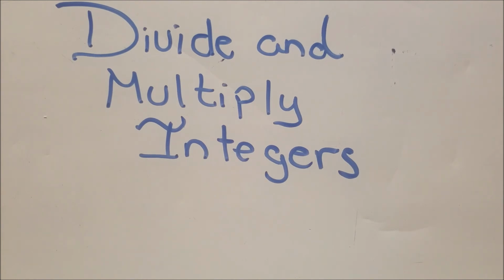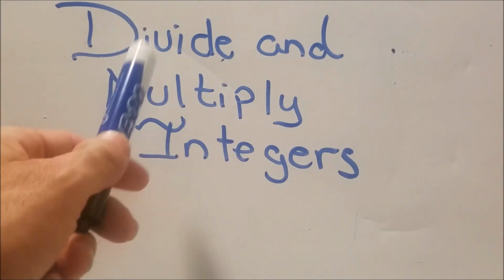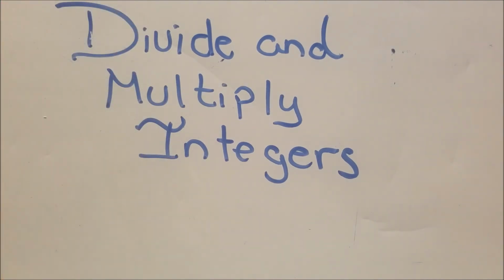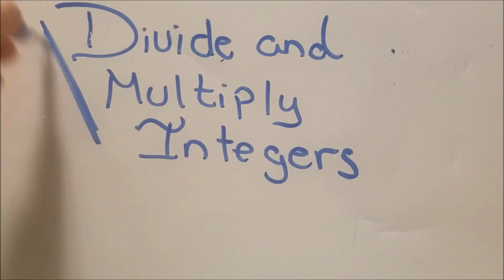Okay, here's our video on divide and multiply integers. Dividing and multiplying. So we already know how to add and subtract integers. And dividing and multiplying, it's a little easier because the rules are a little easier. They're the same rules, right?